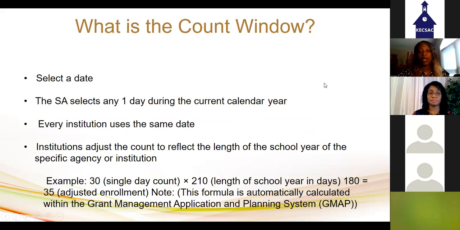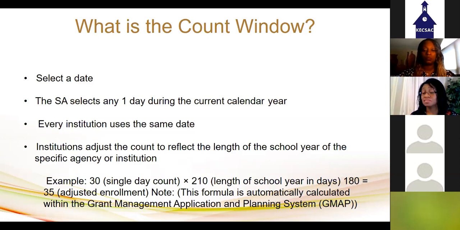Right. So the child count window. What we do is we select a date, and that comes from my end here. And then that one day during the calendar year, we also let the institutions know what that same date is, and then they give a number back that lets us know how to calculate what that child count will be for that following funding year. Normally that one day count is between November or December.